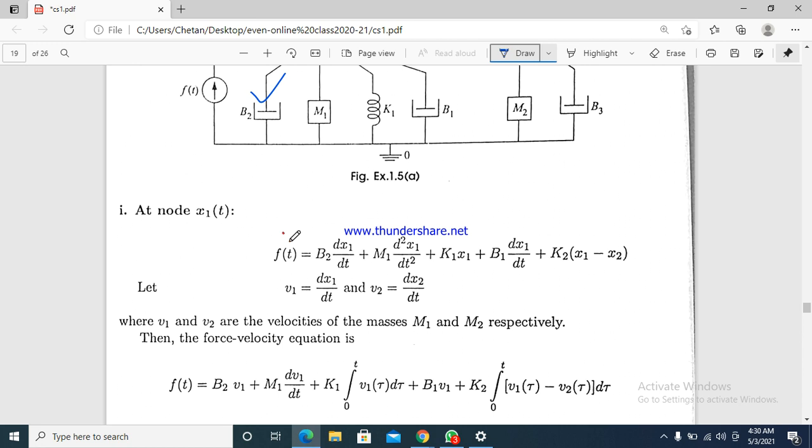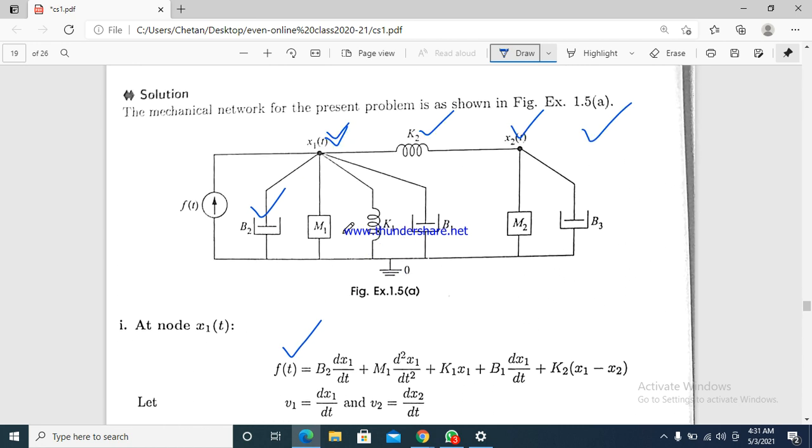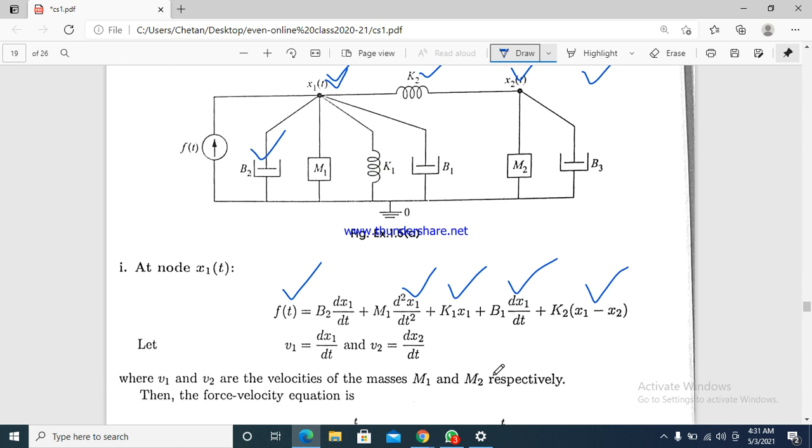For this, first write the mathematical equation. F of t equals M1 d square x1 of t by dt square plus B1 dx1 by dt plus K1 x1 plus K2 (x1 minus x2). Wherever you have dx by dt, you should replace it by v1.